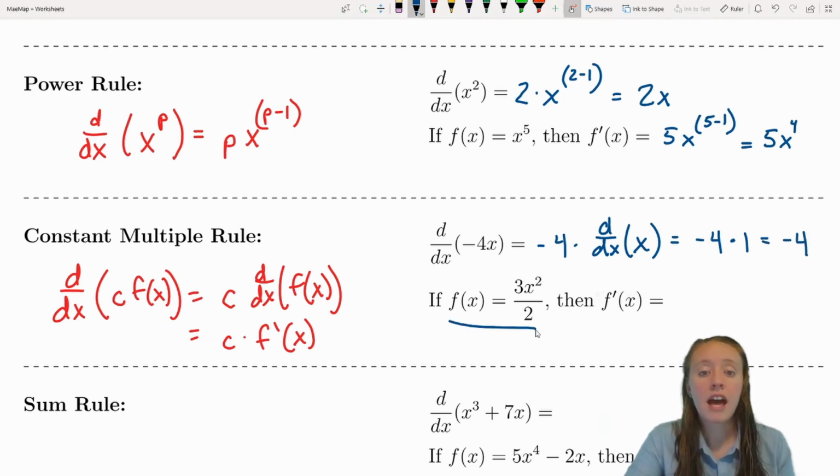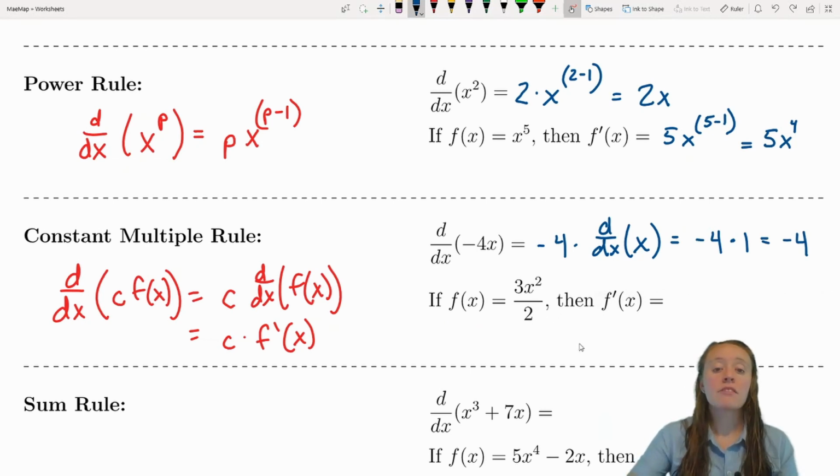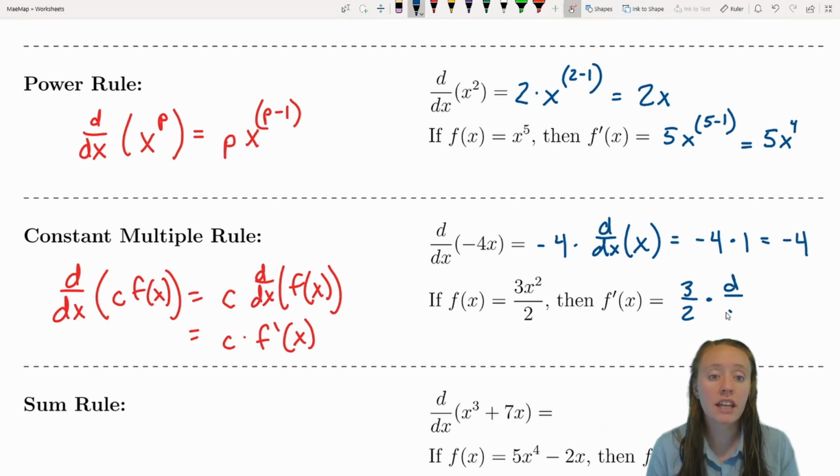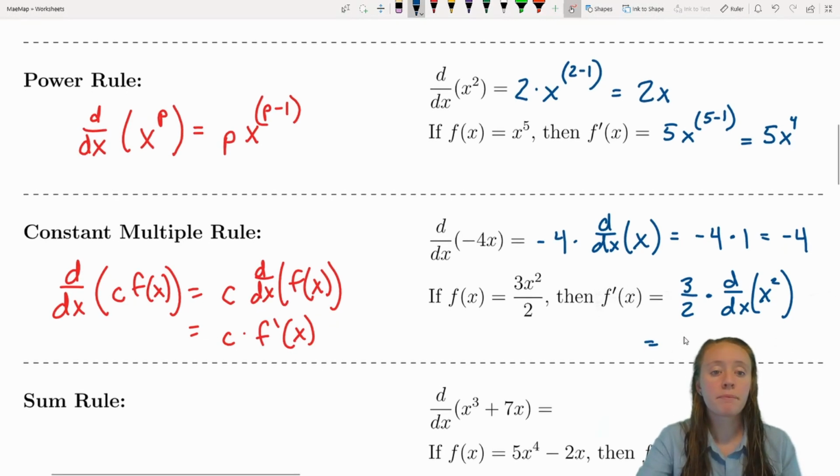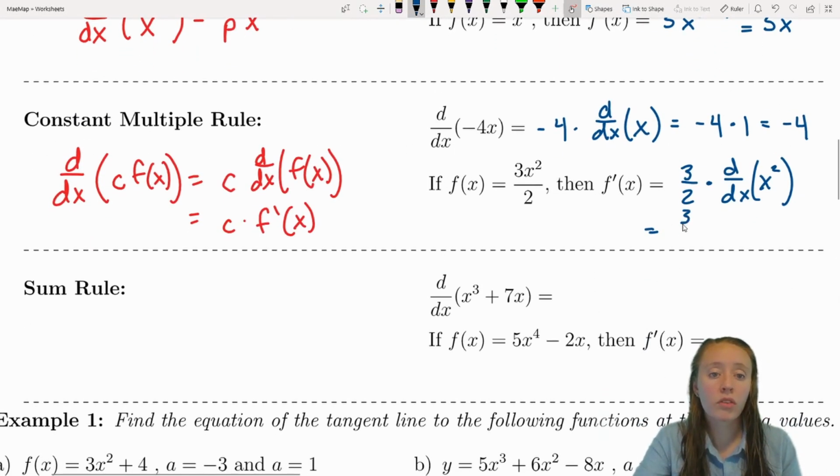Now let's look at f(x) equals 3x squared over 2. I have that 3 halves multiplied by everything. So I'm going to rewrite this as 3 halves times the derivative of x squared, 3/2, that coefficient all the way out in front, times the derivative of x squared. Remember that power rule.